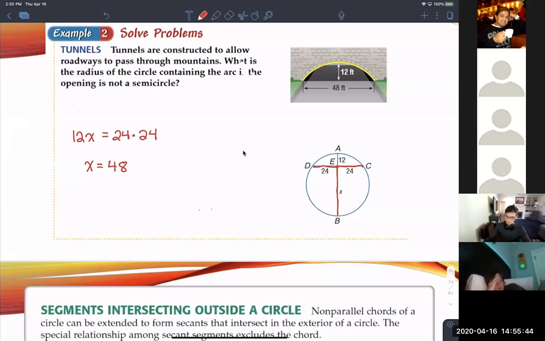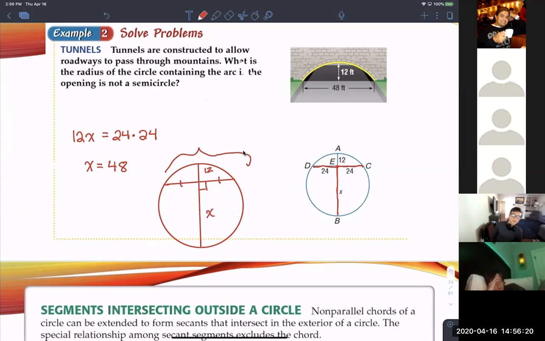Now remember, do not forget that if you have a circle with a chord and a diameter perpendicular to that chord, it bisects that chord. So in a problem like this, instead of giving you that each piece is 24, what they may say is, you've got a circle, here's the diagram, this piece is 12, this piece is x, and this chord is 48.